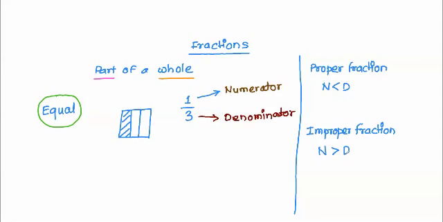To give an example, if I have a fraction 3/4, now 3, which is the numerator, is smaller than 4. Hence, this is a proper fraction. But if I had 4/3, in this case the numerator is 4, which is greater than 3. And hence, this fraction is called an improper fraction.